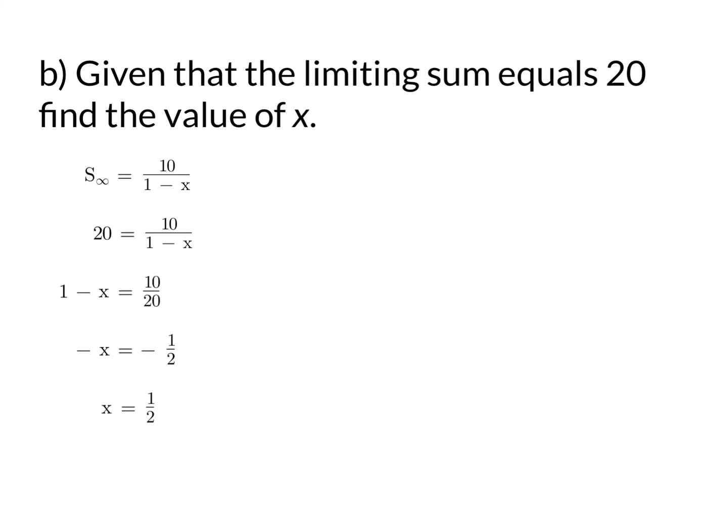So if the limiting sum equals 20, and we want to find the value of x, we put 20 equals 10 over 1 minus x, and then we solve it. Now, one of our rules that we've learnt before when solving a fraction is that you can just switch them across. So 1 minus x is equal to 10 over 20. Subtracting the 1 from both sides gives you minus x equals minus a half. So x equals a half.